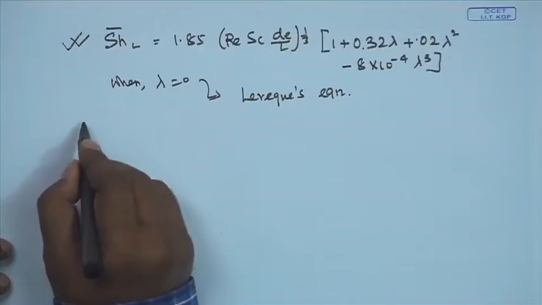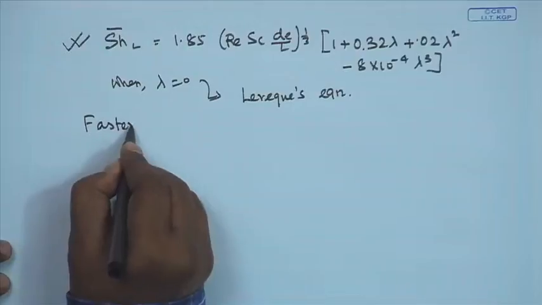Now, next we will be seeing how to utilize the Sherwood number relationship in order to find a quick calculation of the system performance quite easily. So, we will be looking into the faster procedure or algorithm.